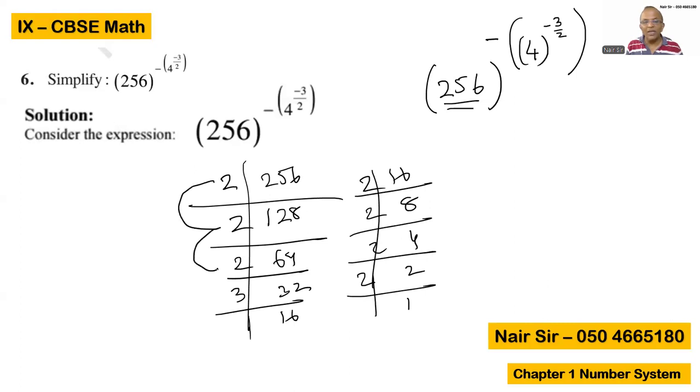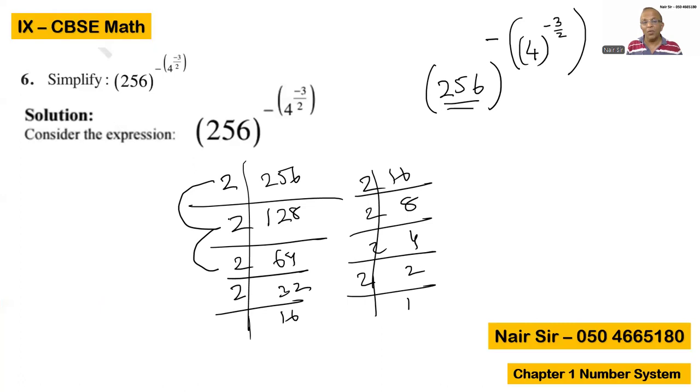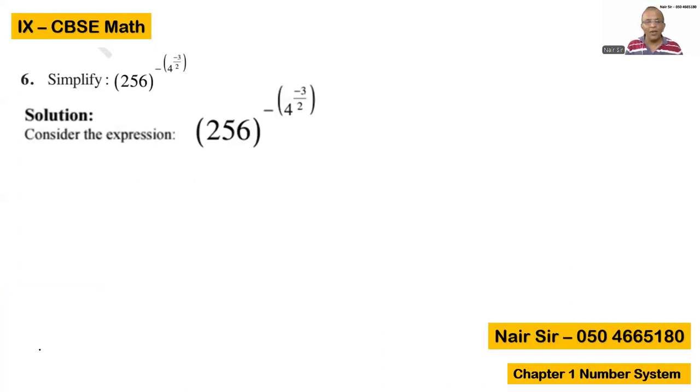1, 2, 3. Sorry, this is 2. See, even sir can make a mistake. 1, 2, 3, 4, 5, 6, 7, 8. So 256 can be written as 2 raised to 8. First part done, erase it off. I should not have erased everything. Okay, let's write.